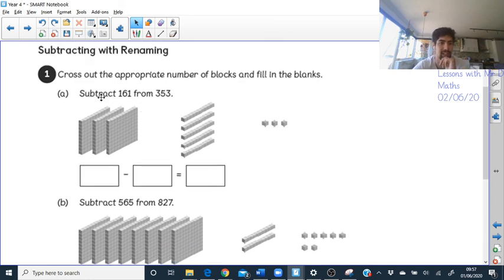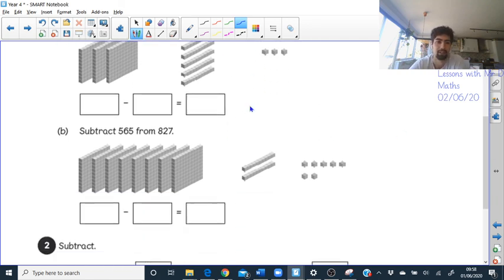So when it says subtract, this is where the language gets tricky. Subtract 161 from 355. That 355 is your starting number. You're subtracting this from that. So you're not subtracting this. You don't start with 161. You start with the from bit. Whatever you're taking away from, that's the number you start with. It showed it there as well.